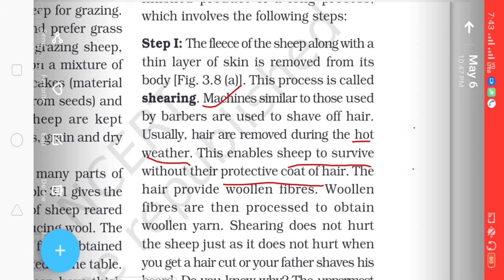Now, isn't it important that the sheep must have hair on their body? They need hair to protect them from cold, okay. But during summer, the weather is hot, and they do not need hair during summer, but they need the hair during winter so that they can get protection from the cold. But during summer, it is not important, okay. So that is why we do shearing during the summer season, okay.